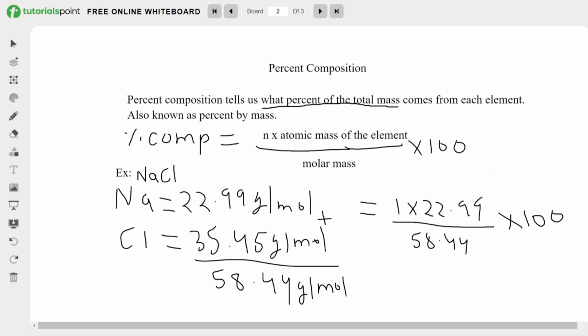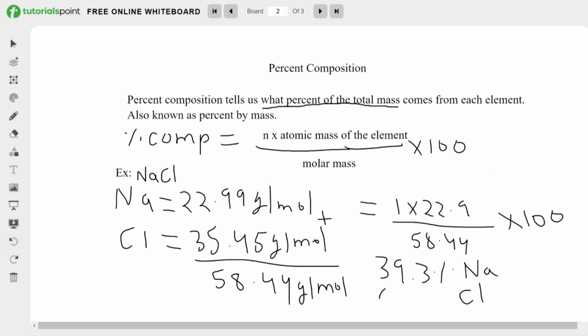So, wait one second. I'm just going to say 39.3% is sodium, Na. Now, there are two ways to find what percent of chlorine is there in the compound, and I'm going to show you both ways. So the first one is just assuming that we have 100% of this compound and then subtracting 100 minus 39.3, which gives us 60.7% of chlorine.